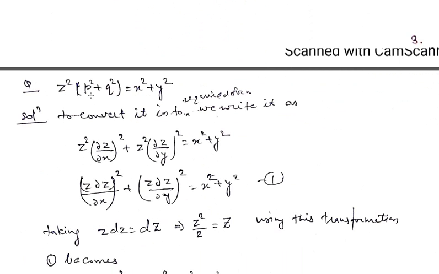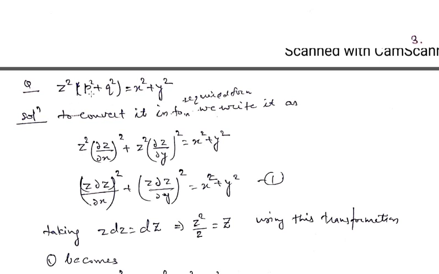z square p square plus q square equals x square plus y square. Here in this equation z is available, and x, y, z, p and q are all available. So either we will go for Charpit's method, or if we want to go for some particular method, especially this method, we have to eliminate z first. To eliminate z from here, we have to use some transformation.